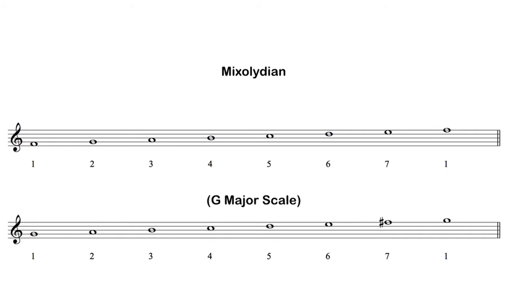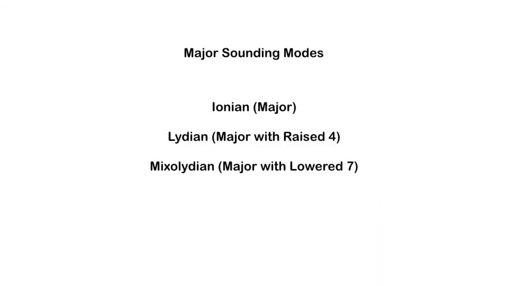So it sounds like a major scale, but my seventh scale degree has been lowered. So the major sounding modes are the Ionian, which is the same as a major scale, the Lydian, a major scale with a raised fourth scale degree, and the Mixolydian, a major scale with a lowered seventh scale degree.